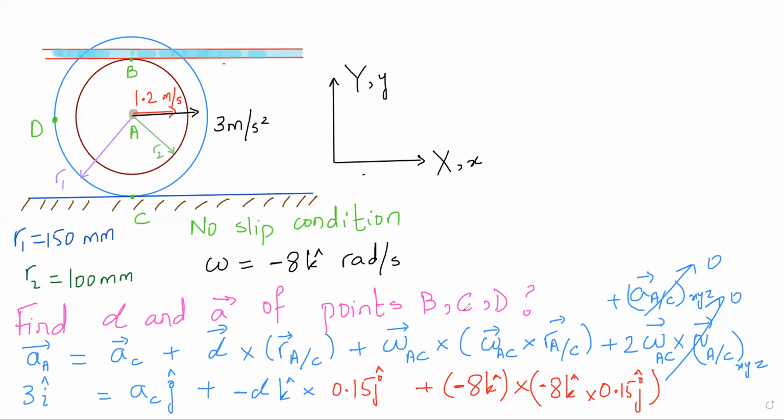So now all I have to do is just crack this problem. So 3I equal to K cross J is a negative I, positive I. K cross I is a J, negative J. 8 squared is 64. 64 into 0.15 is 9.6.